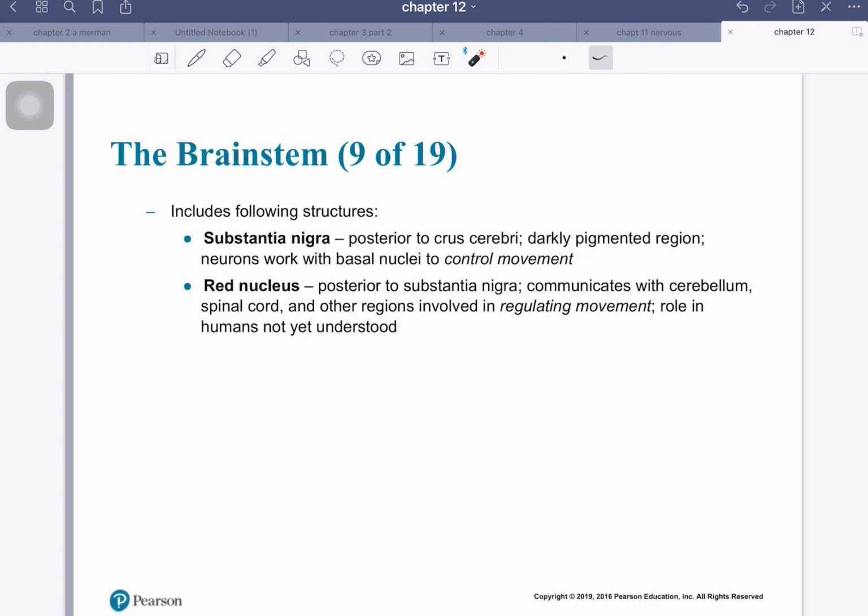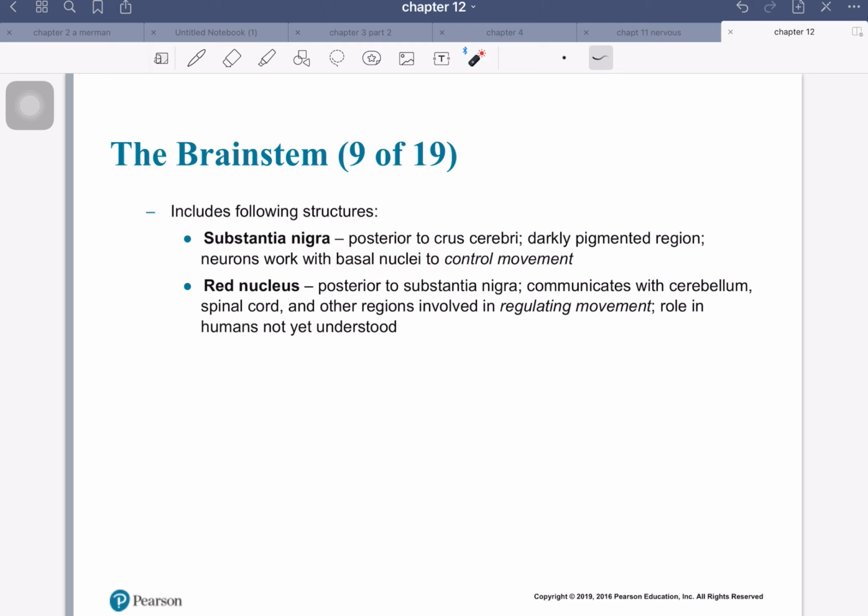Also, as I pointed out, we have something called the substantia nigra. Now, substantia nigra is really an important area clinically because of Parkinson's. And it's posterior to the crus cerebri. And it's darkly pigmented, because of some of the material that's in there. And not surprising, these neurons in the substantia nigra work with the basal nuclei to help control motion.